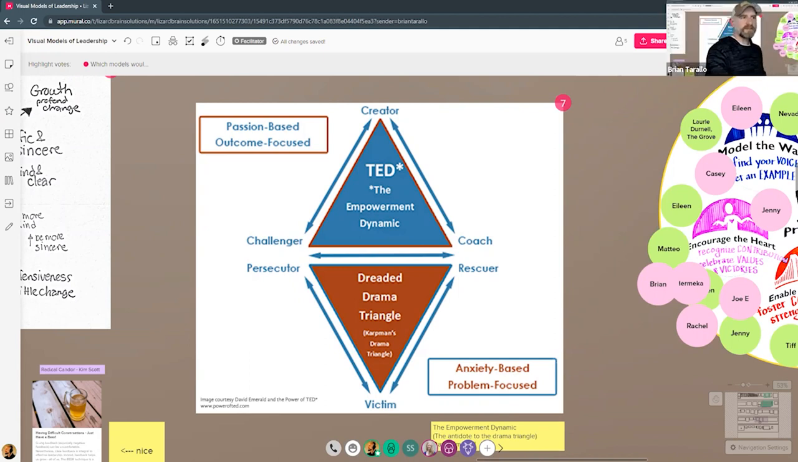Ramika, did you have something on this one? I had a question. So I love this because I've never seen it before. But when you look at it from a person who probably isn't as self-aware, the language of, am I really a victim, a rescuer, or a persecutor? How do you get someone to even acknowledge that that's where they are?